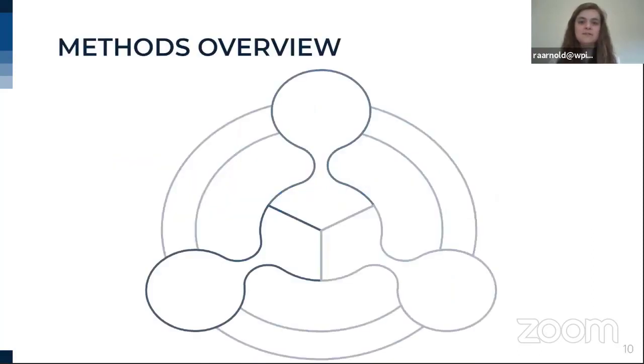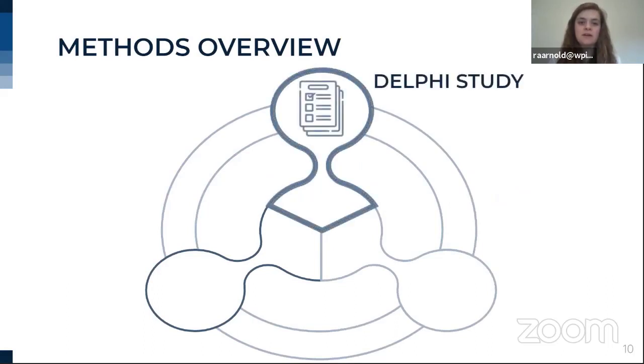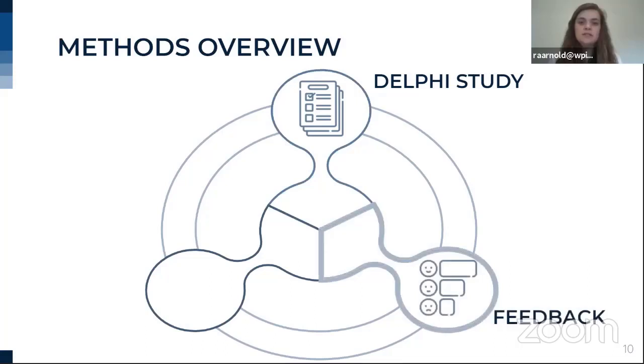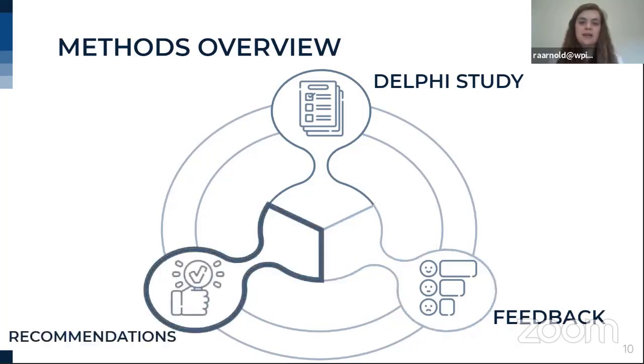Our methodology consists of 3 stages. The first stage being the 3-round Delphi study we conducted with a panel of artificial intelligence experts in higher education. We reached out to over 200 artificial intelligence experts at various universities across the country. The second stage is a feedback survey. In this stage, we sent a survey to administration in higher education, specifically at WPI, to obtain feedback on how AI could be implemented in higher education in various ways. The last stage is when we will be making recommendations for WPI to improve using AI.